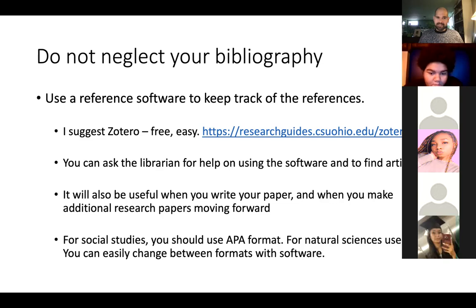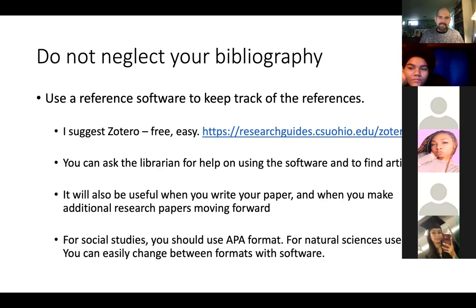You can also ask the librarian to help you find articles if you don't feel comfortable finding them on your own. If you don't know how to look for them, the librarians will be more than happy to help you. I'm going to send you a follow-up email with other things, and in it I will include the librarians that we normally work with, so you have somebody to reach directly, and you don't have to randomly find librarians on your own.